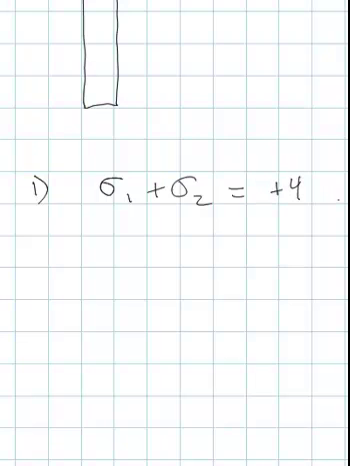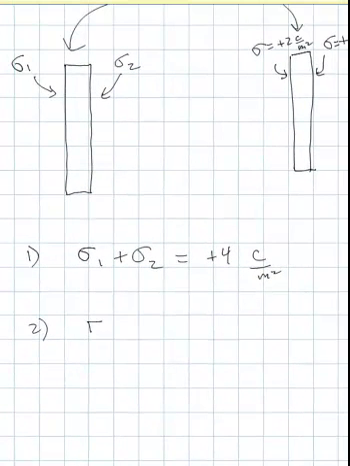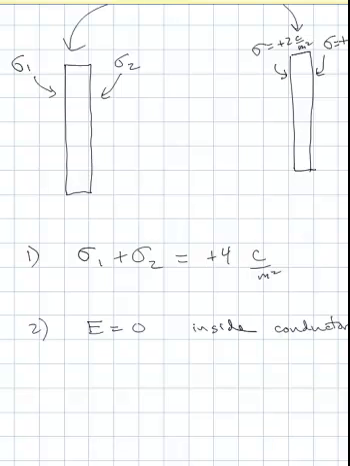So there are two conditions. Condition number 1 is that sigma 1 plus sigma 2 has to equal my total. And in this case, my total was plus 4, because that's what I started out with. I can't get any more charge or lose any charge. It can just move back and forth from the left surface to the right surface. And my other condition is that the electric field is 0 inside the conductor. So there's two unknowns in this problem, sigma 1 and sigma 2, and I need two equations.